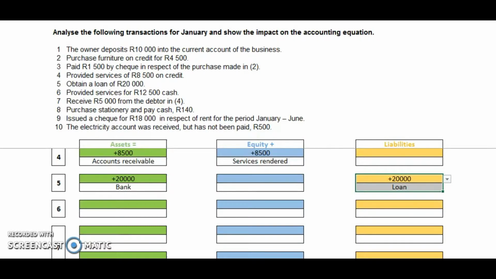Assets increase by 12,500 Rand. This is in respect of services rendered, which increases equity with 12,500 Rand as well.